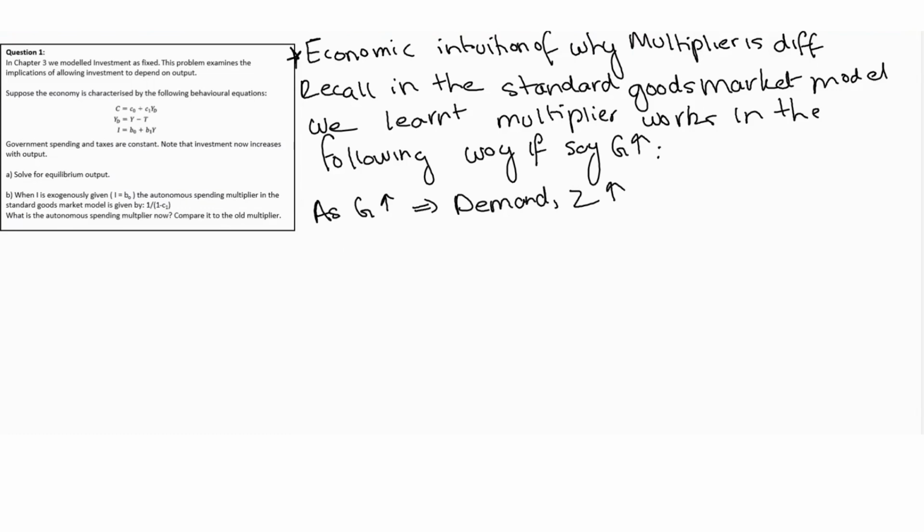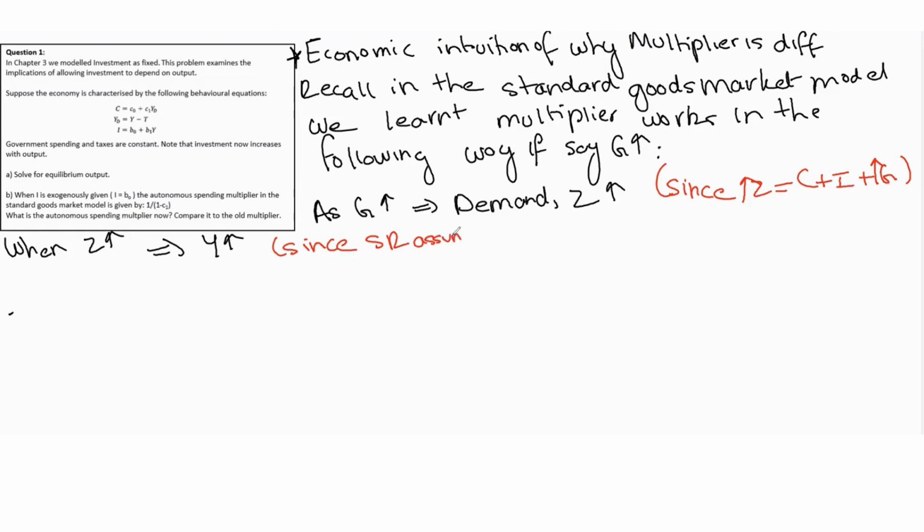Why is that? Since Z is equal to C plus I plus G, one of the components of demand is G. So as G increases, Z increases. That's what happens first in the multiplier process. Then when Z increases, that causes Y to increase, since the short-run assumption is that output is demand determined. Output is whatever demand wants it to be, so an increase in demand will cause output to increase.